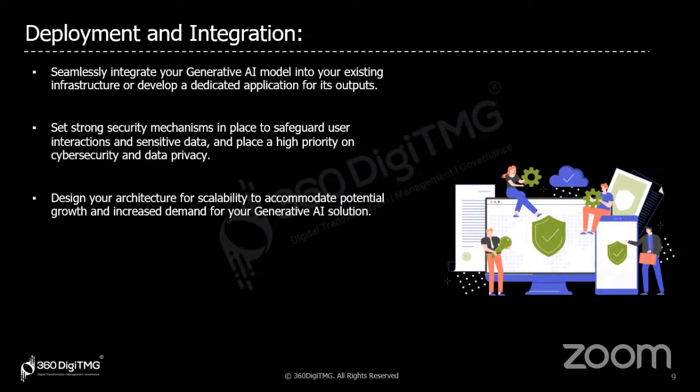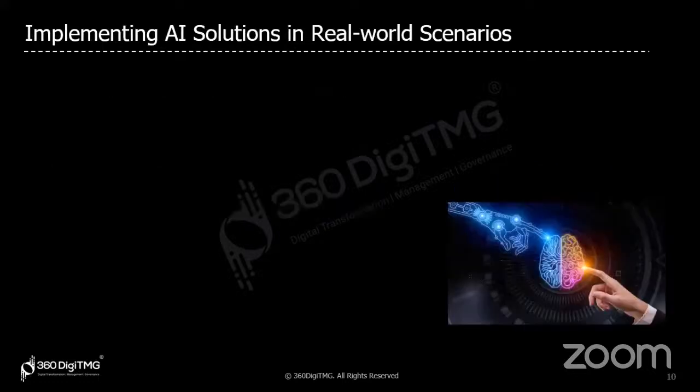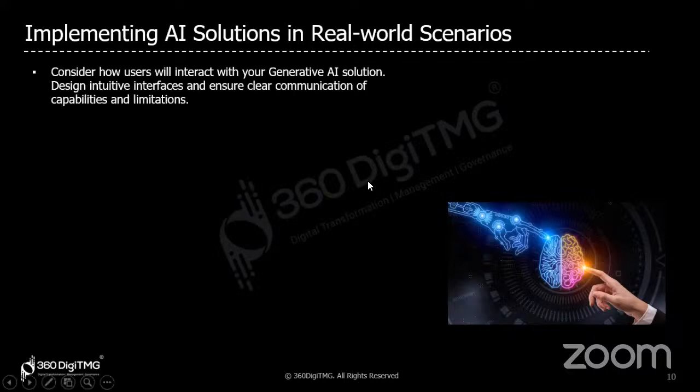So these kinds of things, because generative AI is assuring all of these things, that's the only reason it is growing in demand. And when implementing AI solutions in real-time scenarios, you can consider how users will interact with Gen AI, how you can make it easier and understandable to someone who's not coming from a technical background. Okay, someone who can, I mean, even make a 5-year-old understand it, right? So designing intuitive interfaces which ensure clear communication, right? What all is possible and what is not possible.